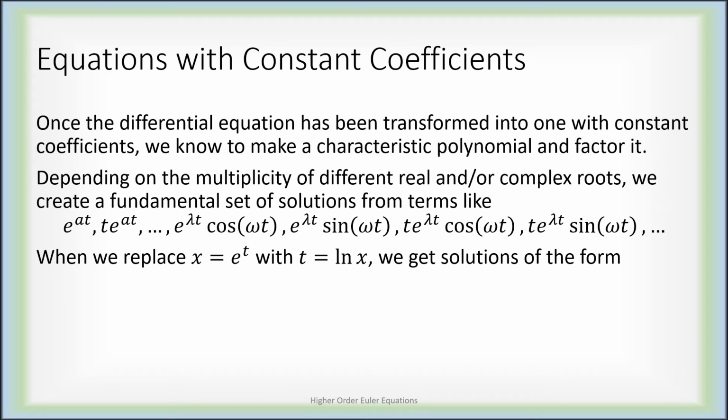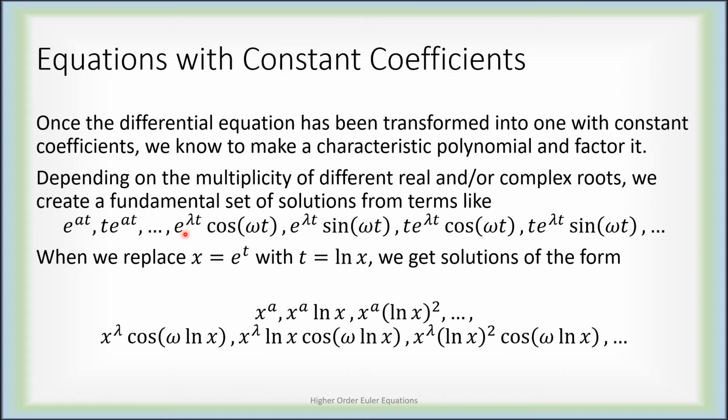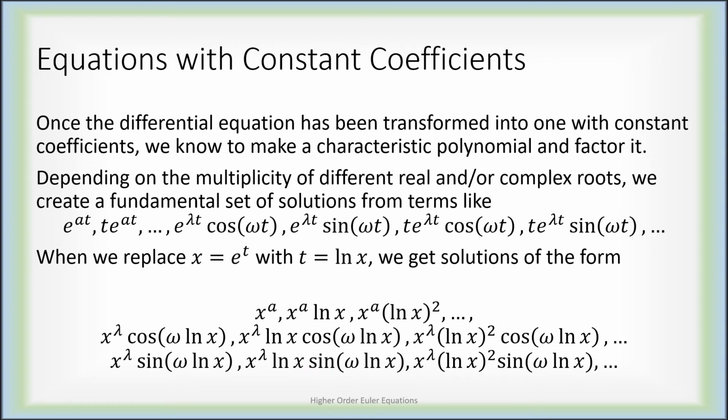Once you perform the substitution that x is e to the t, in other words, t is the log of x, these sorts of terms for our fundamental set get replaced with, well, if t is log x, then this becomes x to the a, this becomes x to the a times log x, and so forth. We would also get x to the lambda times the cosine of omega log x. There's no simplification that happens in here. So we would get x to the lambda cosine of omega log x. We would also be able to find things like x to the lambda log x cosine of omega log x, x to the lambda log x squared, etc. And the same thing with sines instead of cosines.